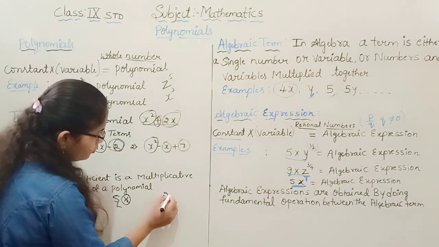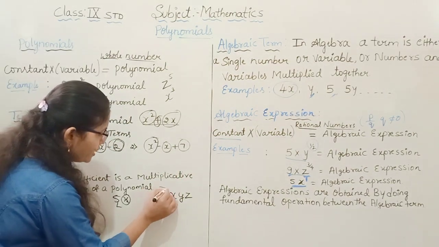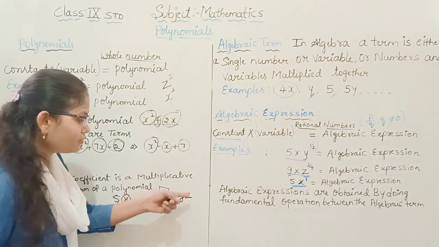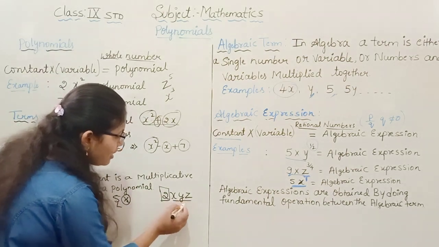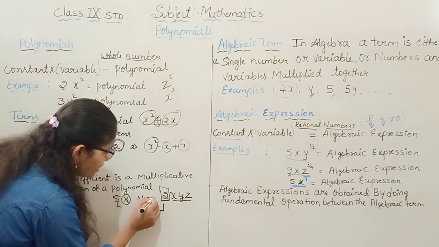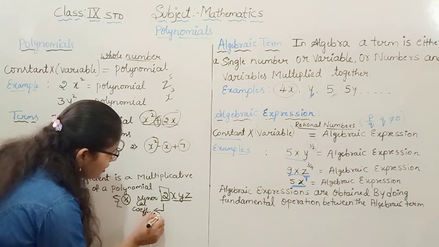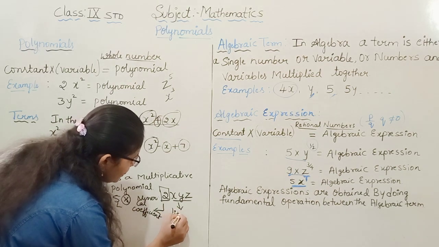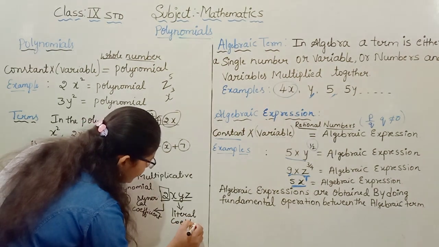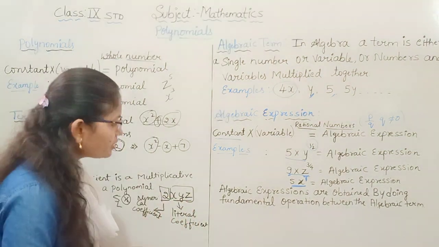For example, if you consider 2xyz, here you can see 2 is the numerical coefficient of xyz. Next, xyz is the literal coefficient of 2. 2 is the numerical coefficient, and xyz are the literal coefficient. We call these the literal coefficient, and 2 we call the numerical coefficient.